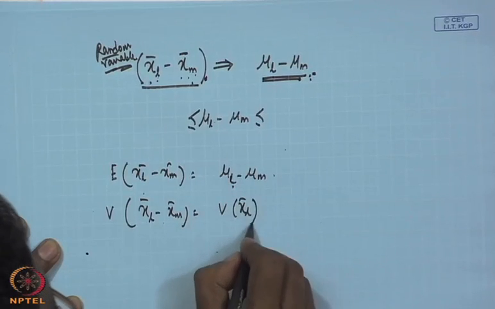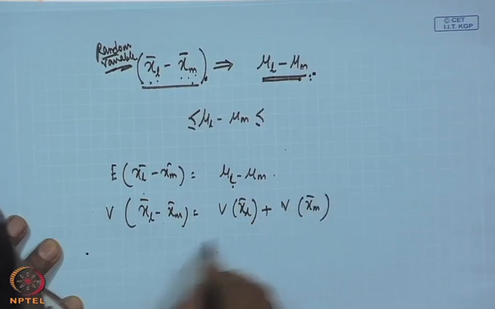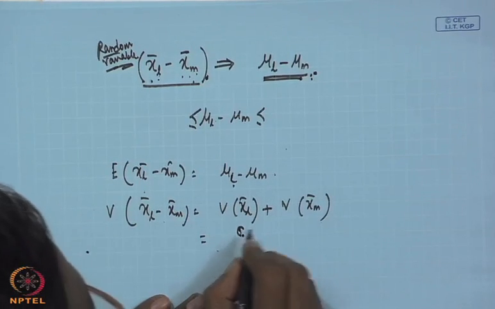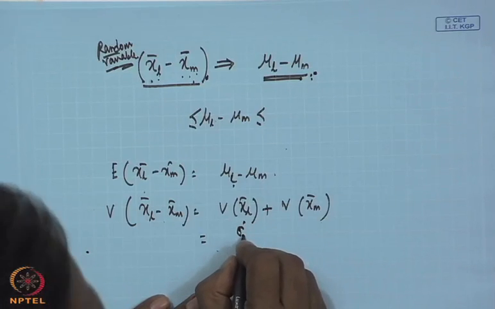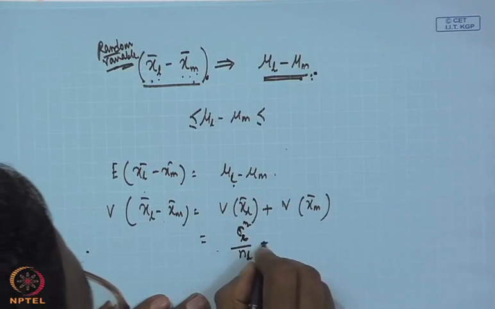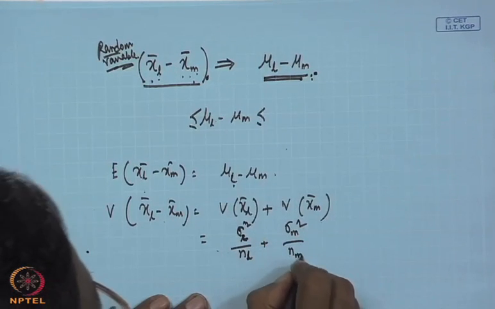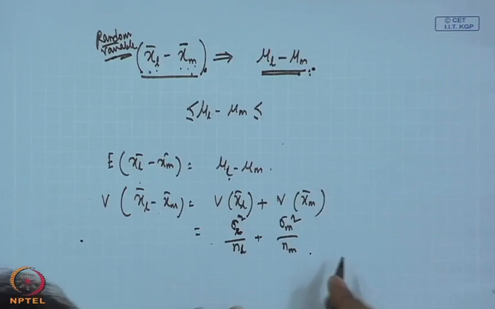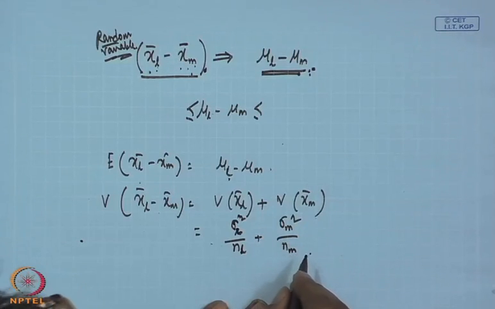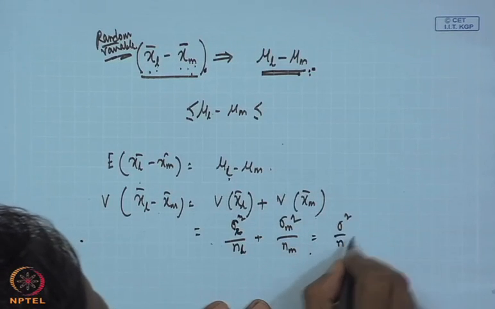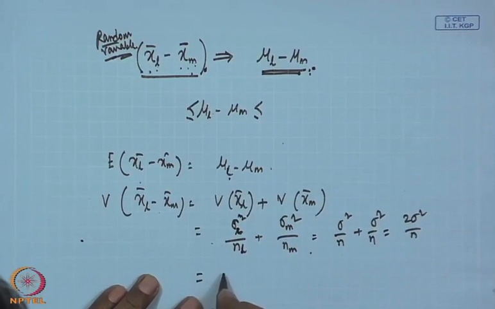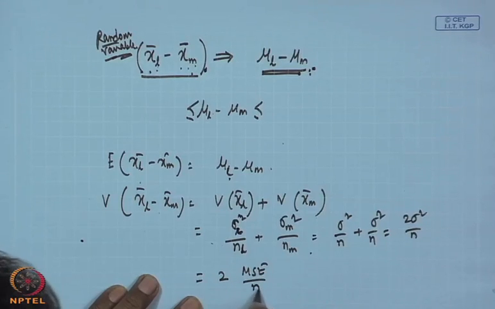You also require to know the variance of XL bar minus XM bar. This will be variance of XL bar plus variance of XM bar, and all of us know that this will be sigma L square by NL plus sigma M square by NM. But here we have considered that all the population variances are equal and sample size is also the same. So, we can write sigma square by n plus sigma square by n, that is 2 sigma square by n, which is nothing but 2 MSE by n.